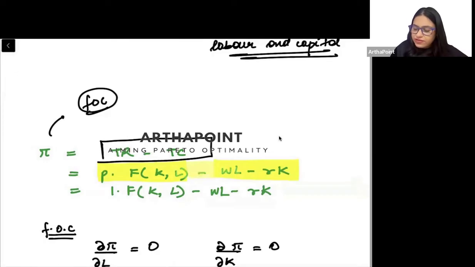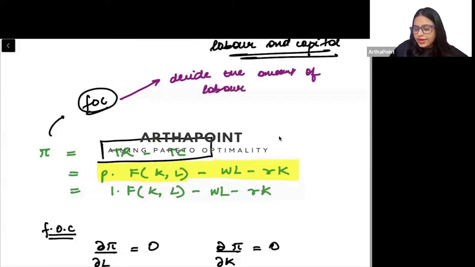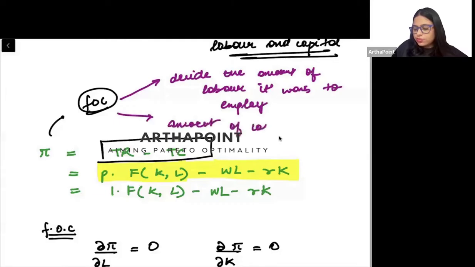So here, when we want to maximize the profit of the firm, there are only two things which are under the control of the firm. The firm wants to decide the amount of labor that it wants to employ and the amount of capital it wants to employ.